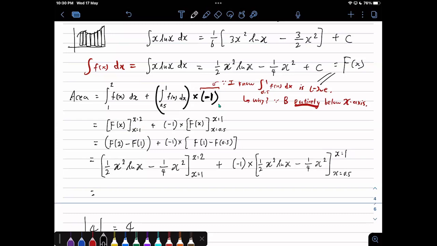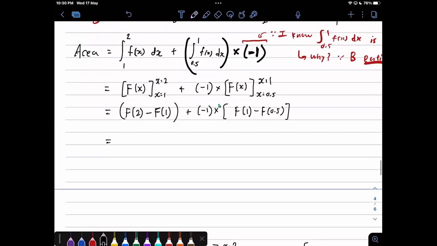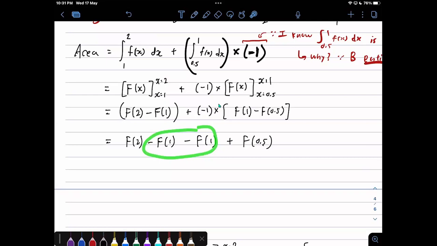Very good. Then now you proceed to multiply -1 inside. Let me just bring the working down. Okay, so F2 cannot change, F1 also cannot change, plus -1 times of that guy. So becomes a negative F1, and negative times negative gives you positive F0.5. Is that okay? Very good. Hey, you notice something special here. Minus F1 and minus F1, so there's a -2 times F1. Then there's an F of 2 plus F of 0.5.